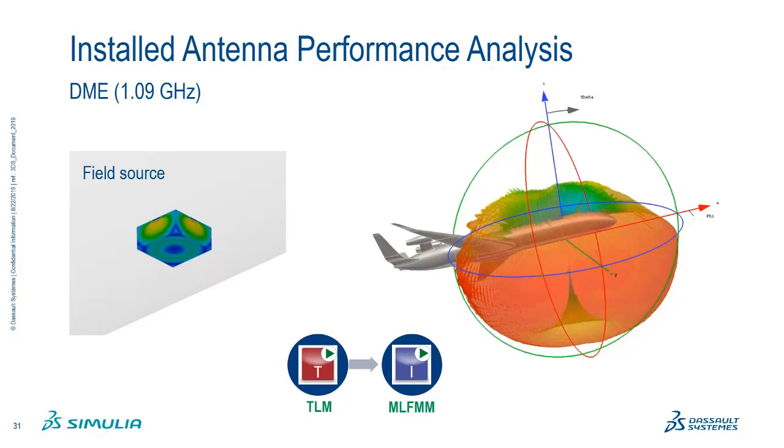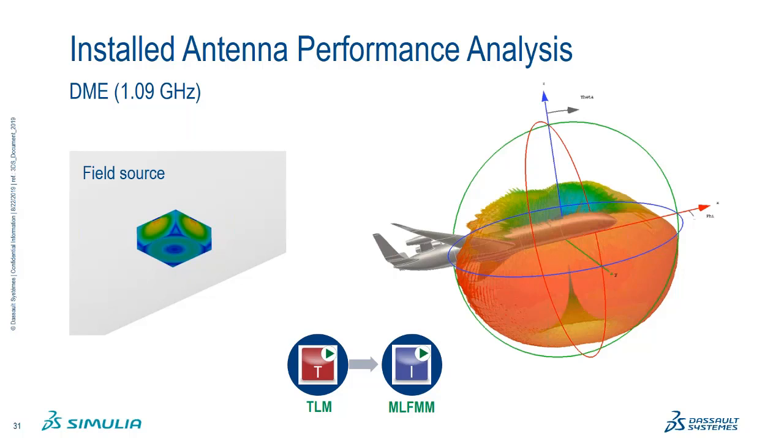Let's look at the installed performance of the DME, distance measuring equipment antenna, which operates at 1.09 gigahertz. Again, we use for this a hybrid method using a unidirectional coupling between the transient TLM solver and the integral equation multi-level fast multipole method. In this case, the coupling between the solvers is unidirectional. It can be bidirectional, and we'll see an example later where that's important.